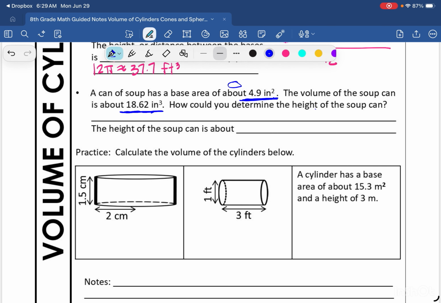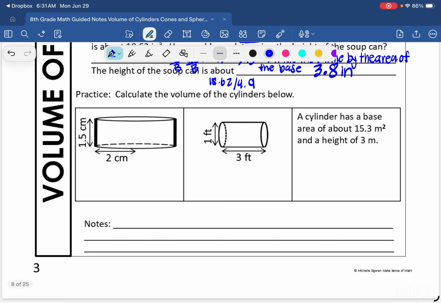How could you determine the height of the soup can? The formula for the volume is V equals large B, the area of the base, times H. So V equals BH. If I divide both sides by the area of the base, or the area of the circle in this case, I can determine the height. So volume divided by the area of the base. In this case, the volume was 18.62, and I'm going to divide that by 4.9, and that gives me about 3.8 inches.